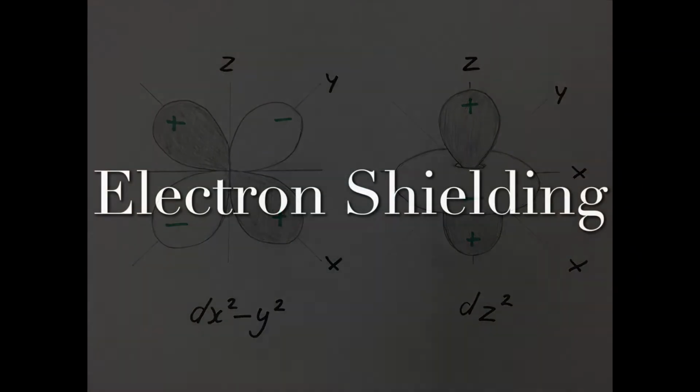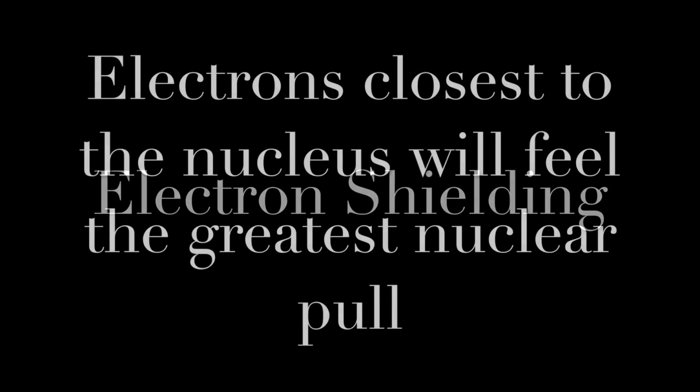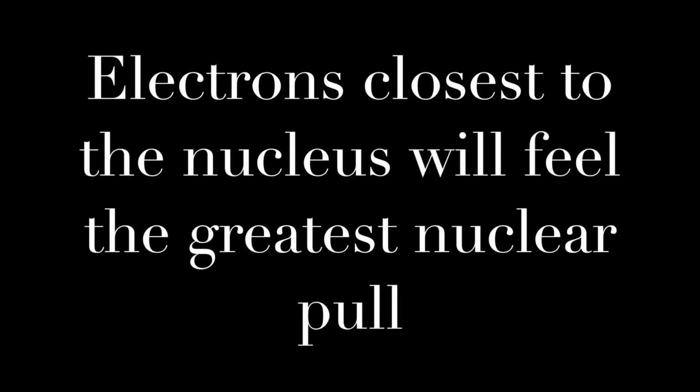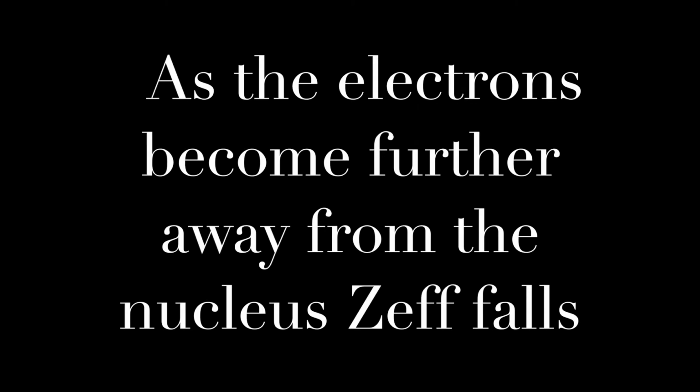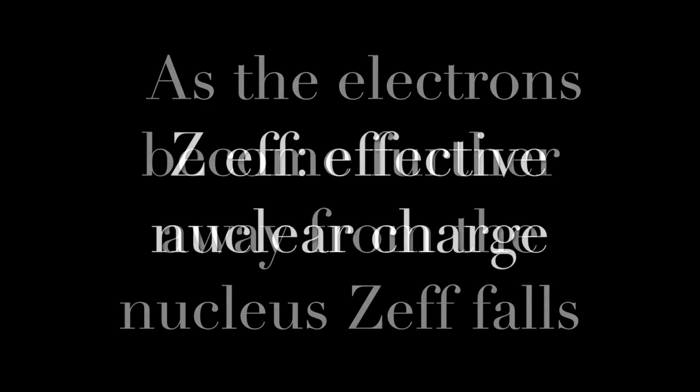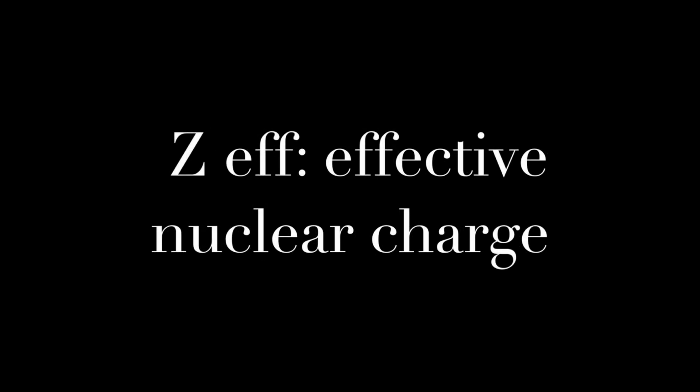Shielding is a result of the electrons repelling each other and at the same time being attracted to the nucleus. The electrons closest to the nucleus will feel the greatest nuclear pull. Thus, as the electrons become further away from the nucleus, Zeff will fall significantly. Zeff is the effective nuclear charge, or simply the charge of the nucleus that is felt by the electron.